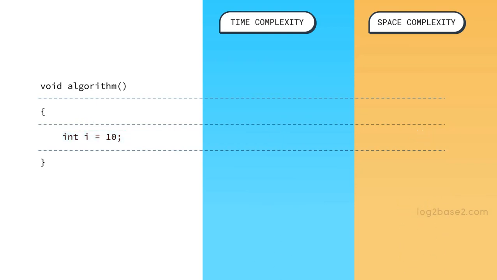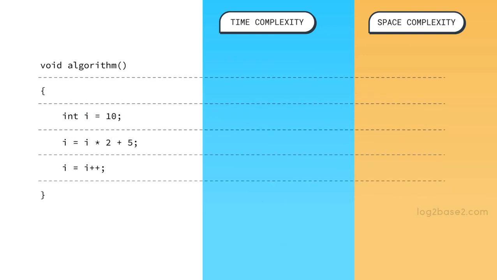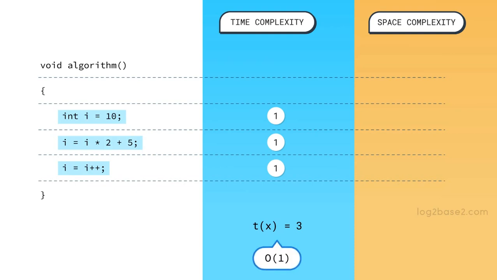Now let us add two more statements to this algorithm. i equal to i into 2 plus 5 and i equal to i plus plus. What will be the time complexity of this algorithm now? As we said, these two statements are also simple statements, so these will also take 1 unit time each. So the total time taken is 1 plus 1 plus 1, that is, T of x will be equal to 3, which is also a constant value, that is, whatever the value of i be, the time taken will be 3 units to get the output. So the time complexity is order of 1 again.